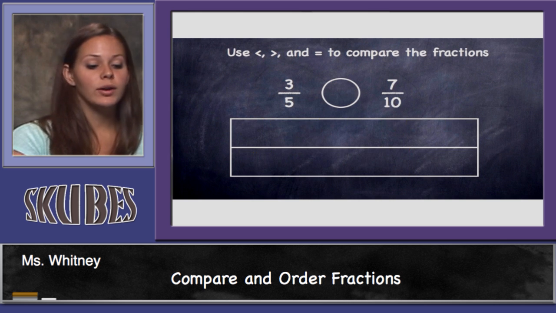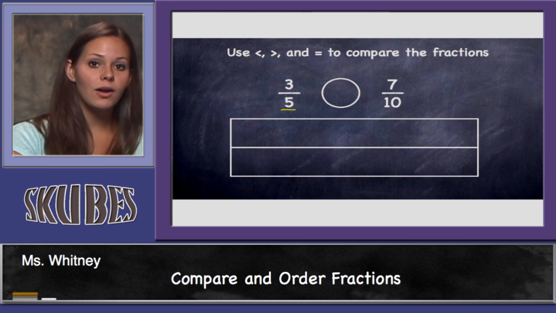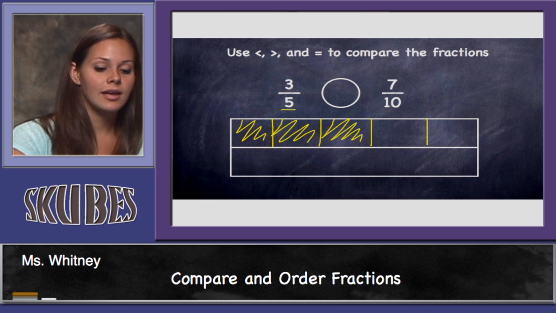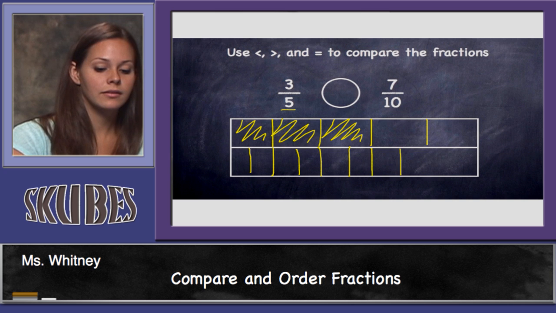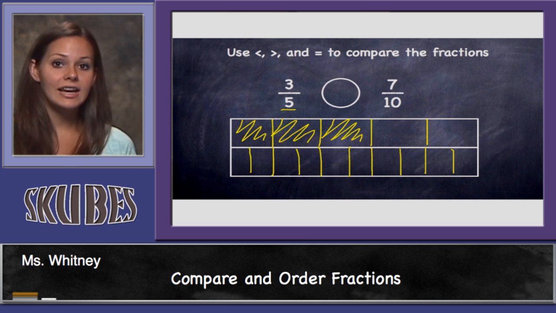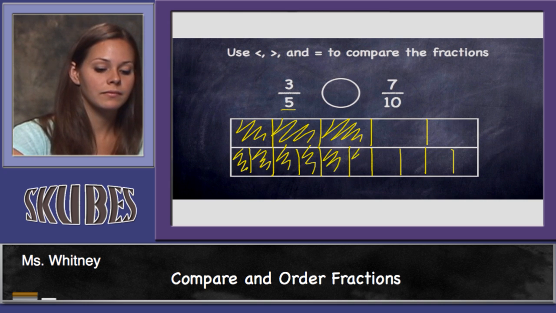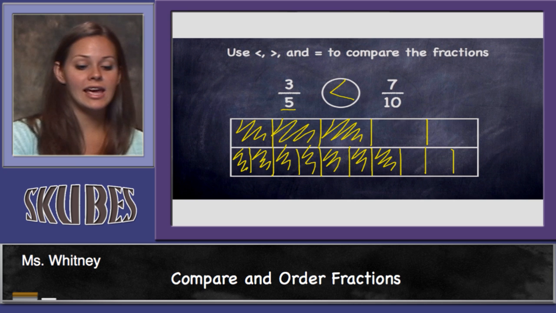Here's another example. We're going to compare 3/5 and 7/10. So first I'll start by dividing my whole into 5 equal parts, and shading in 3 out of the 5 parts. My next fraction is 7/10. I need to make 10 equal parts, and shade in 7 out of 10 parts. Using my model, I can see that 3/5 is less than 7/10.